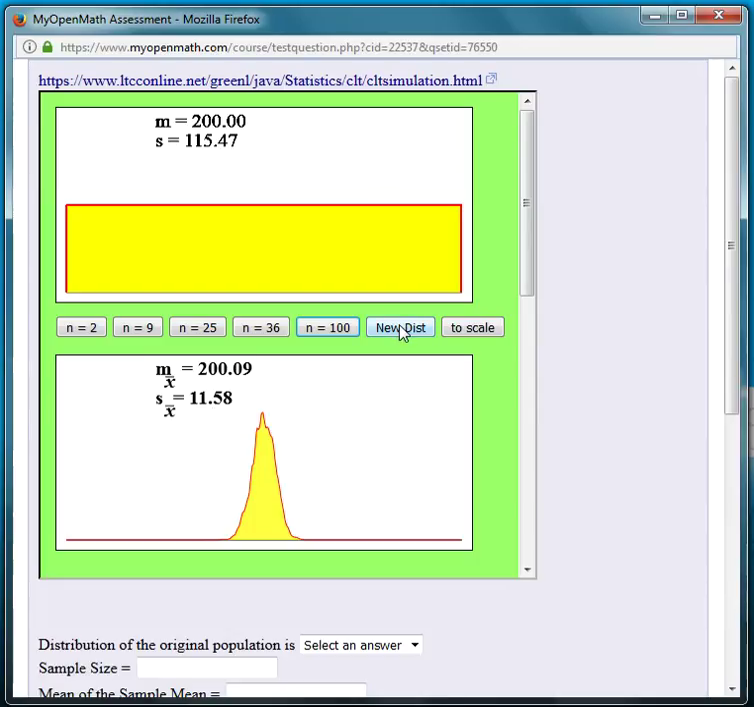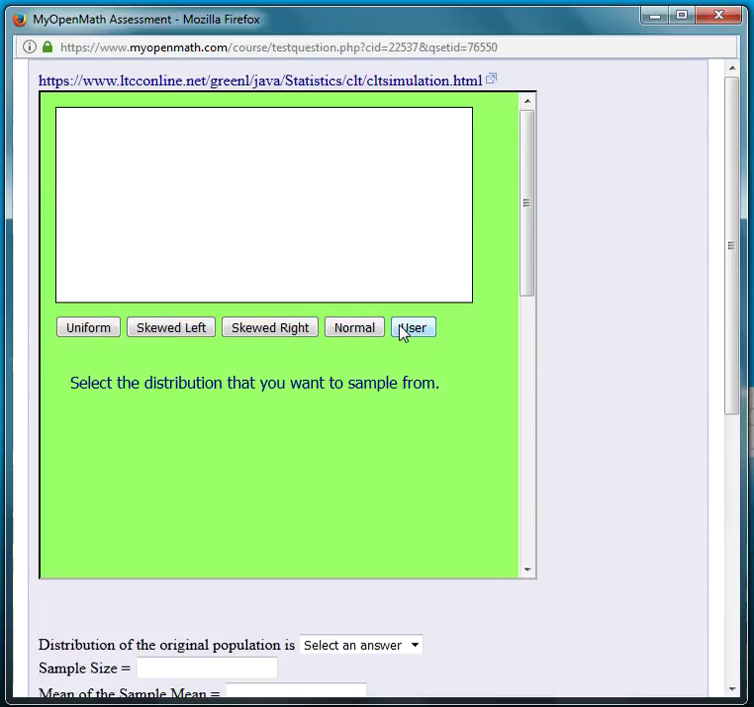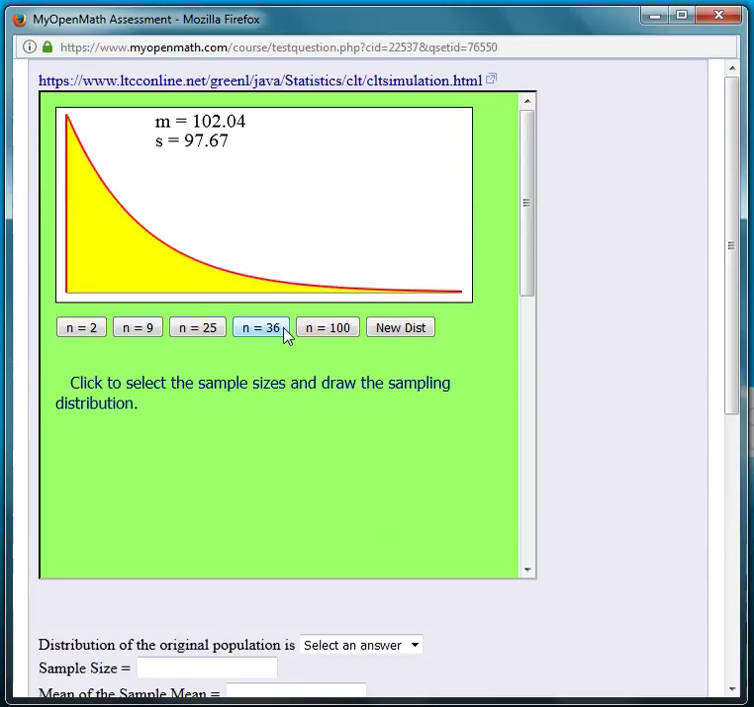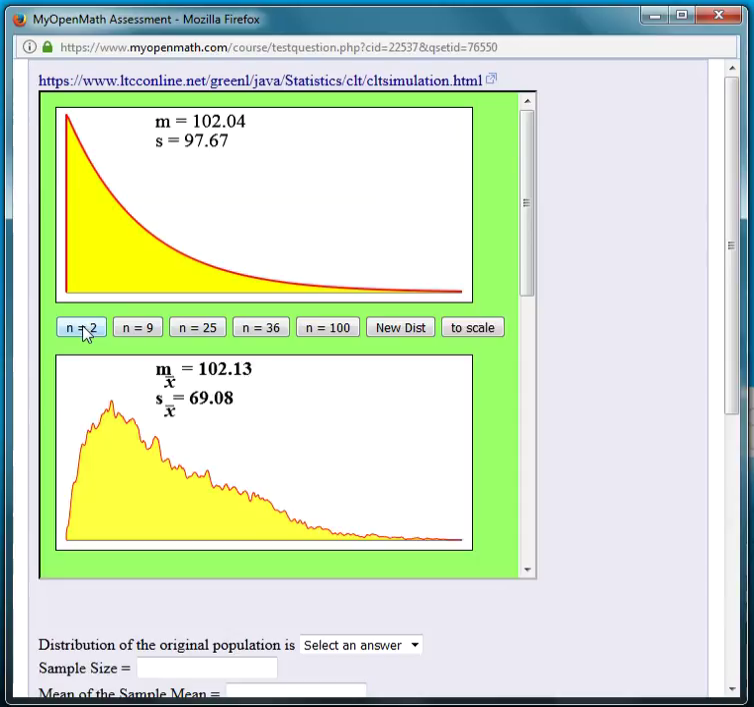Okay, let's try a new distribution. This time, I'm going to try a distribution that is skewed to the right, and I'm going to start with 2 samples. Notice the distribution of the mean is still skewed to the right, but as I increase the sample size, notice how it moves more and more toward the middle, and eventually we settle at around the mean of my original population.